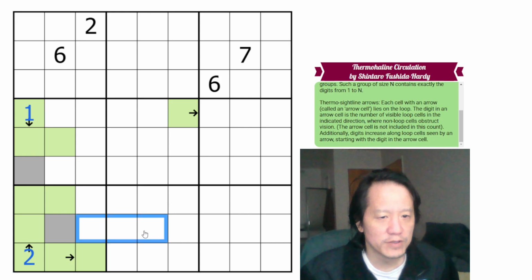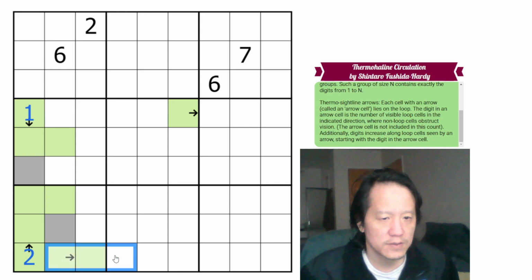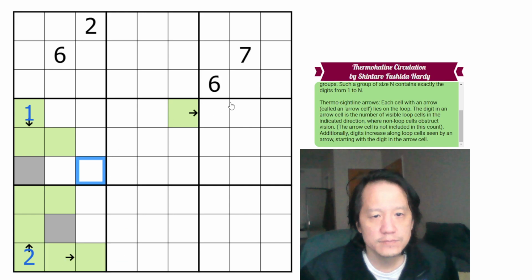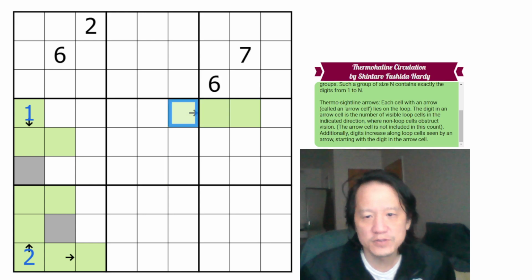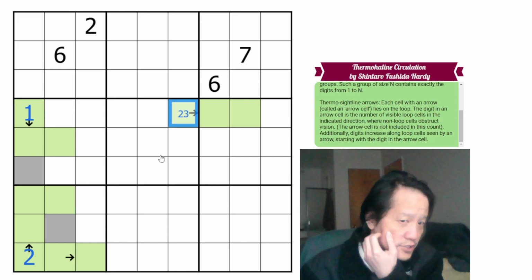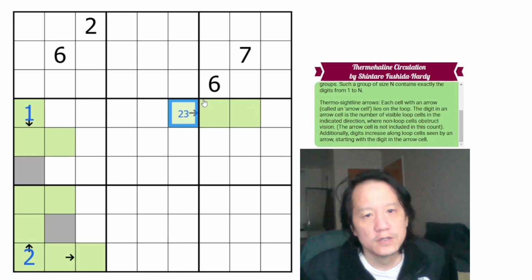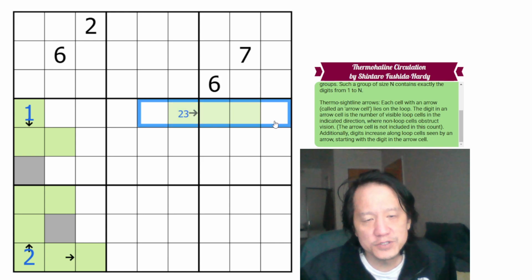It could go this way though, so that's fine. This one must be at least 2. Because it can't be, so this is 2 or 3, we're not sure which. So we know it goes that way. This one cannot be part of the loop. This one cannot be part of the loop, right?